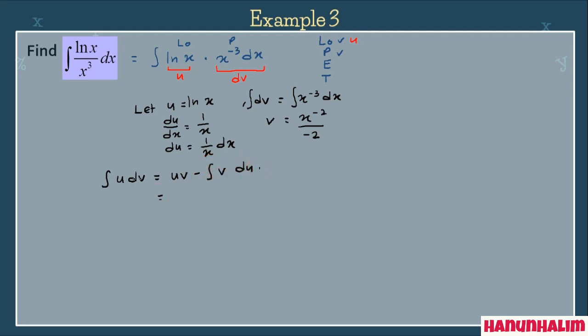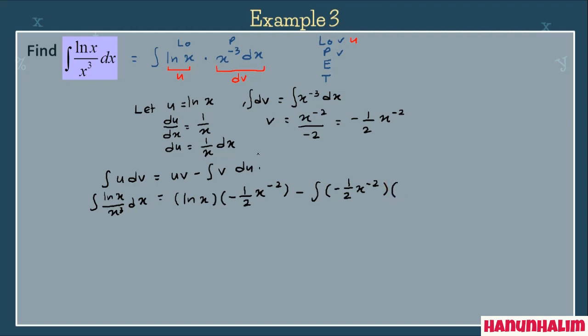Okay. Integral u dv is our question lah. So kita akan dapat ln x over x cubed dx. U is ln x, substitute. Kita punya v, mungkin boleh tulis negative 1 over 2 x to the power of negative 2. So ganti negative 1 over 2 x to the power of negative 2 minus integral, kita punya v again negative 1 over 2 x to the power of negative 2. Okay, and then kita punya du. Du is 1 over x dx.